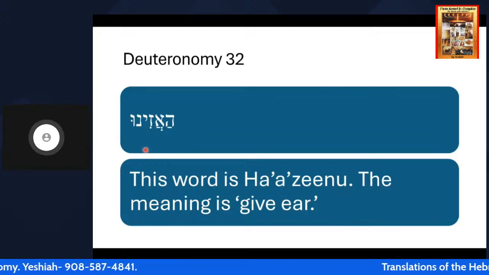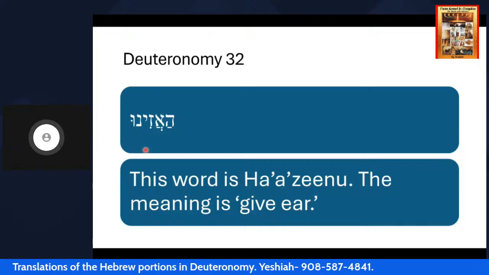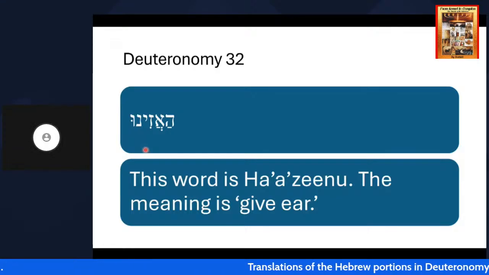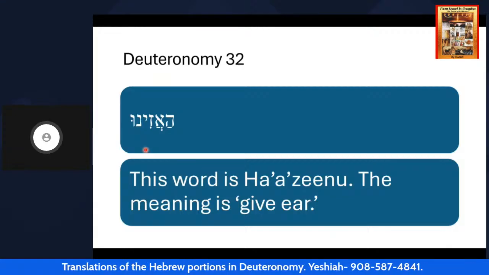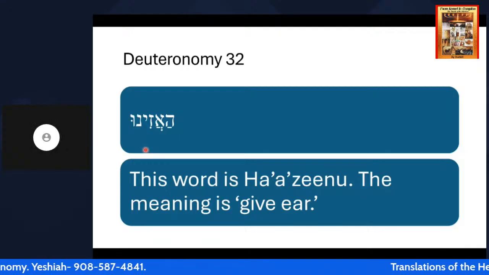Next, we have here the word ha'azinu. This is a verb, brothers and sisters, inside of what is referred to as the he filled stem. This is a command form, saying give ear, pay attention. It's also in the plural. Ha'azin would be basically the masculine singular, and ha'azinu would be the plural, one singular command and one plural command.